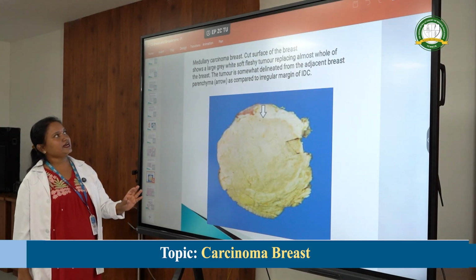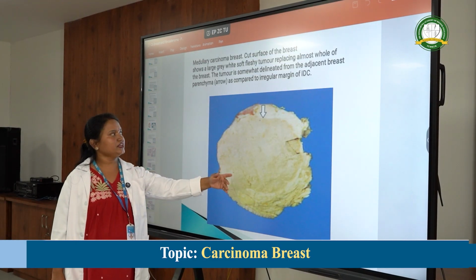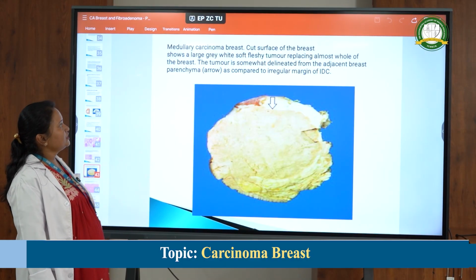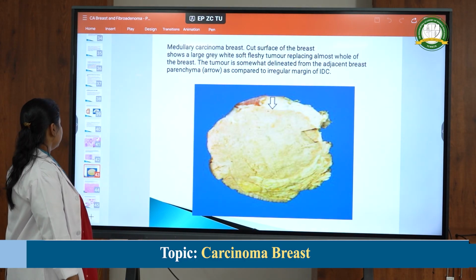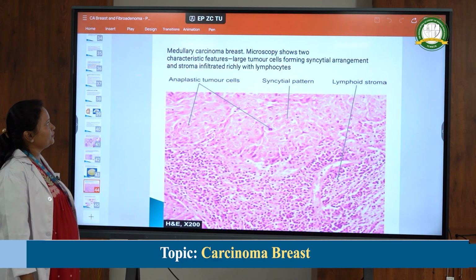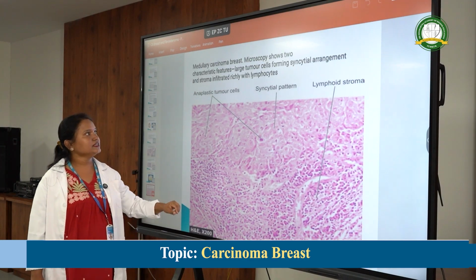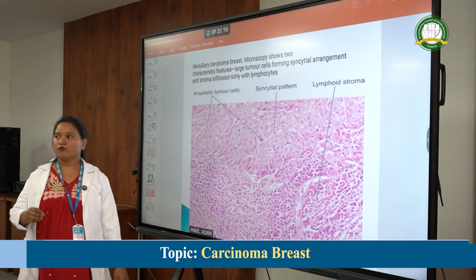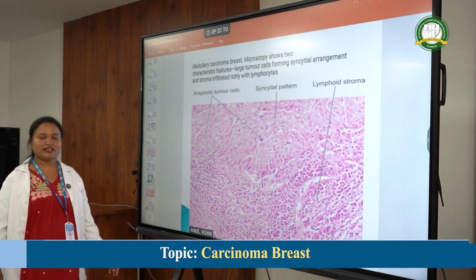So this is medullary carcinoma of the breast. Here you can make out it is very fleshy. It is a large grey white irregular mass, fleshy-like. This is a very common and characteristic feature of medullary carcinoma of the breast. And here you can make out the anaplastic tumor cells. They have a syncytial pattern with lymphoid stroma. More lymphocytes within the stroma you can see, which is typical of medullary carcinoma.